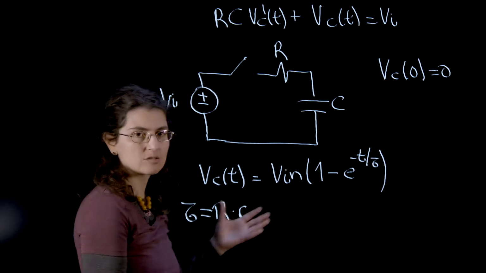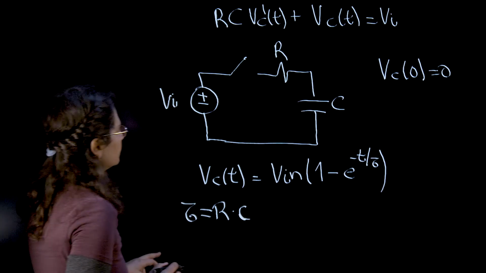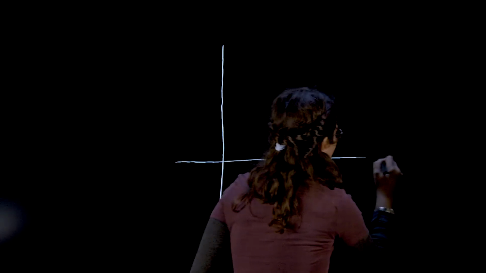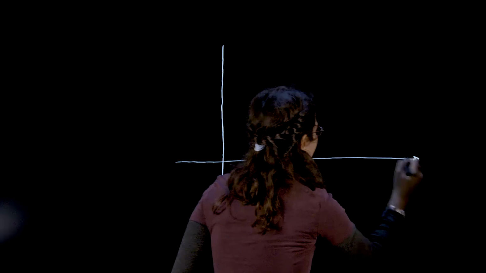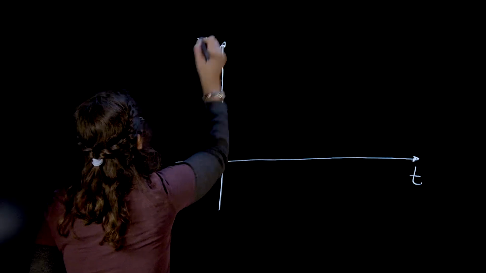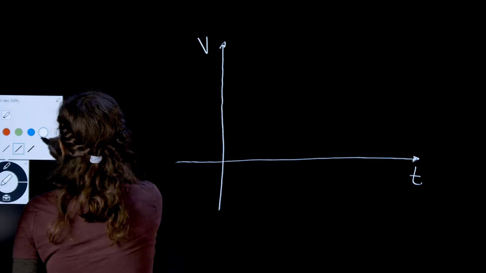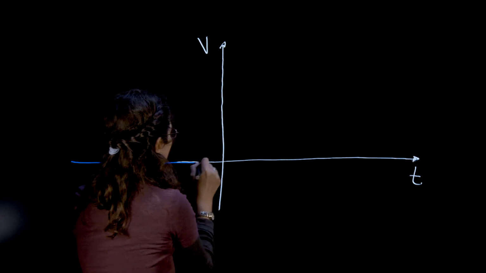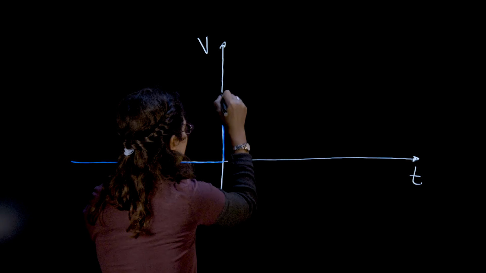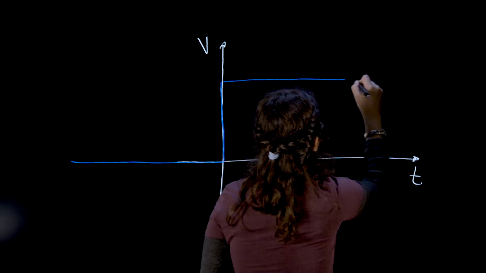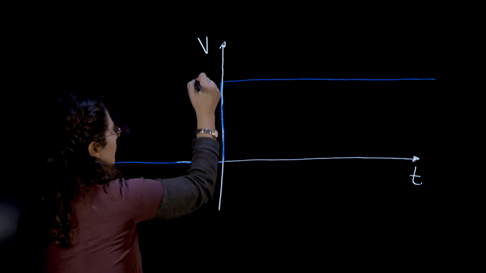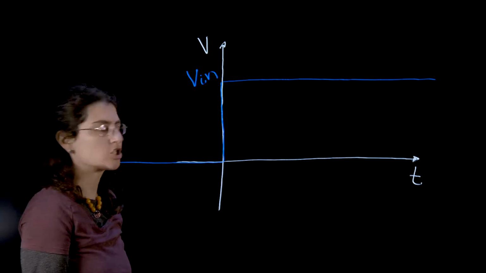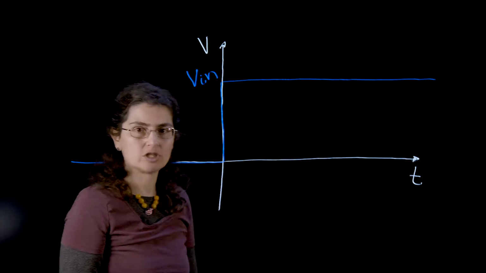We can plot this response. I'm going to make a nice plot here. We have time and we have voltage here. If we imagine that our input voltage was 0 for a long time, and then at some point we switched it on at t equals 0, and it had a certain voltage value, which we're going to call Vin, for input voltage. So that's how our input voltage would look.